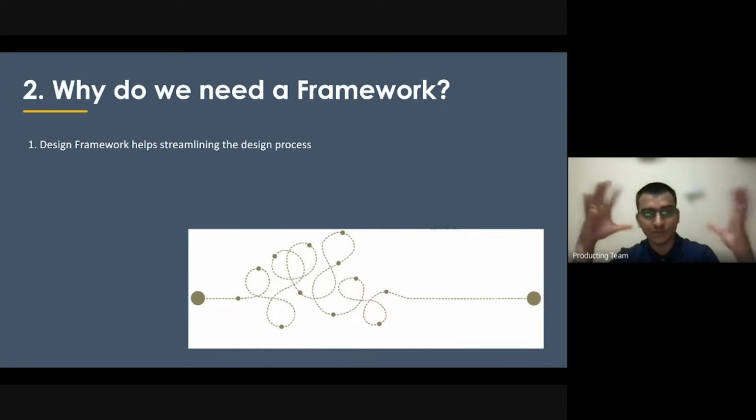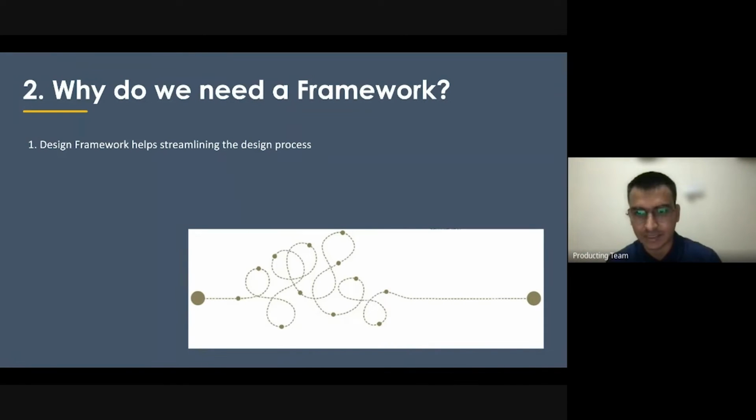You need to do a lot of stuff, and you are not sure from where you should start and where you will end, right? What are the stops, what are the places where you have to pause and think? So it's not so clear, right? And design frameworks will help you streamline the process.